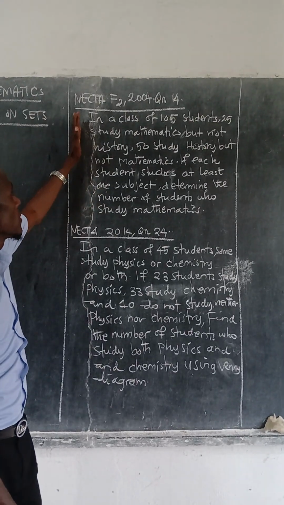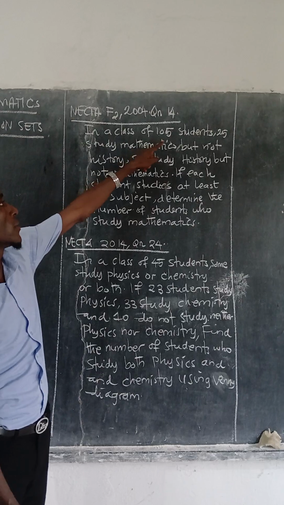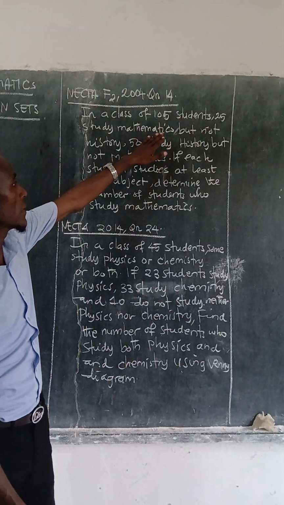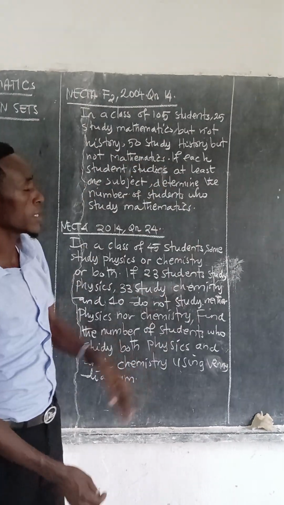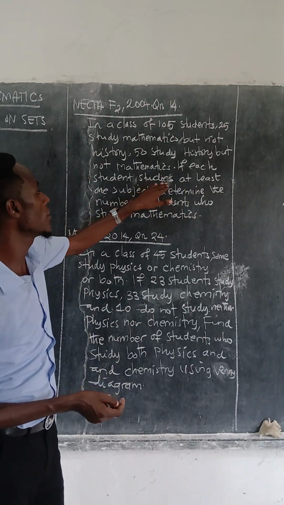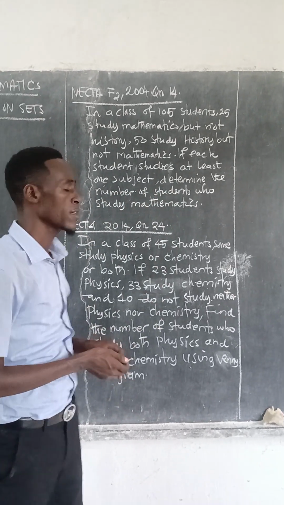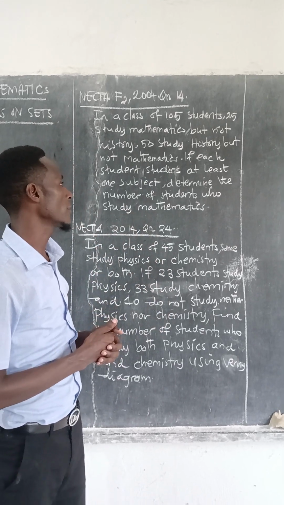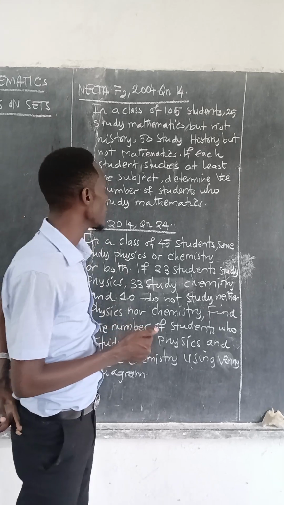So we have this question: in a class of 105 students, 25 study basic mathematics but not history. Also, 50 study history but not mathematics. If each student studies at least one subject, determine the number of students who study basic mathematics. So it is a very simple question like this. Let us now try how you can tackle it.